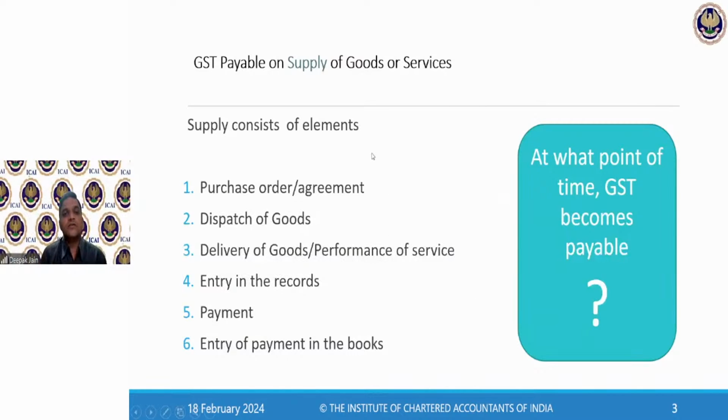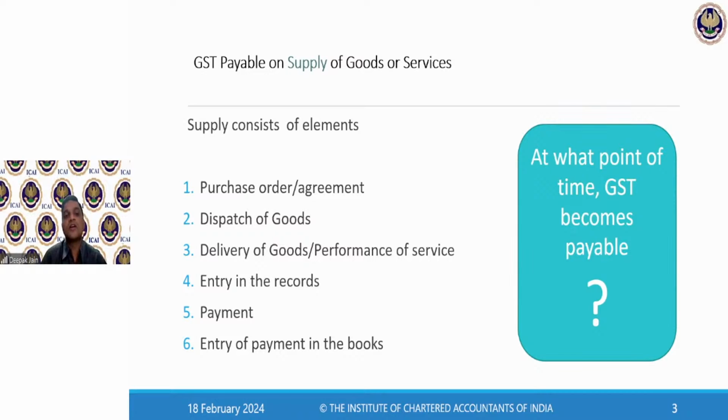Then when is GST payable? GST is payable on supply of goods or services. This we have understood very clearly from section 7, that GST is definitely payable on supply of goods or services.